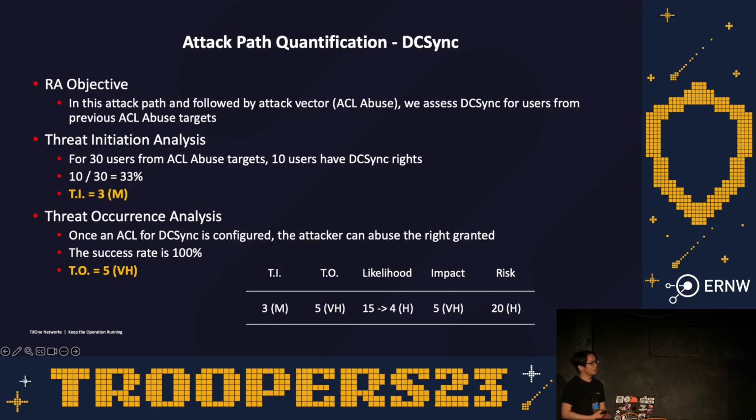So for the final attack vector, which is DC sync attack vectors, and as we previously mentioned, the DC sync attack vector is for user, or we're saying that it's a principal granting the domain replication privilege, and it's used to replicate or synchronize the AD database. So for the risk assessment, the RA objective for this attack vector, we try to assess DC sync privilege for user from the previous ACL abuse target, which is the users.